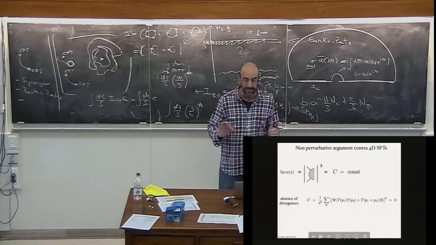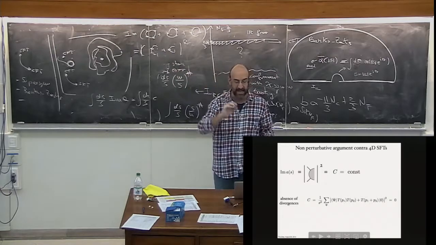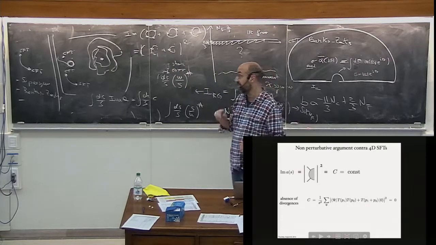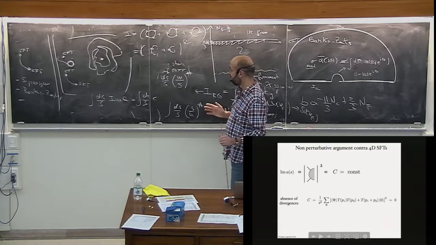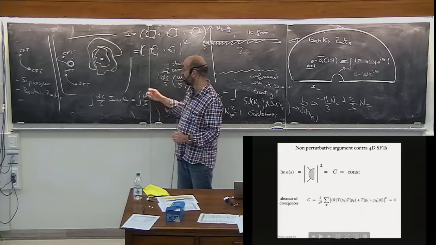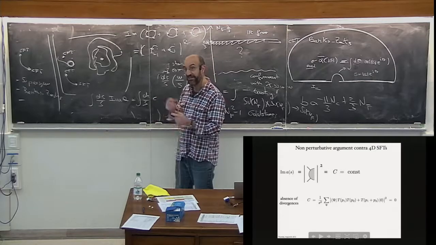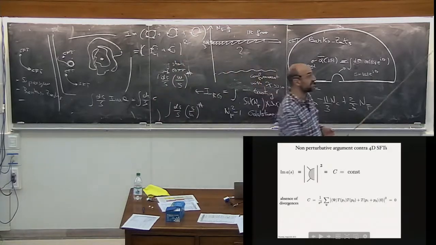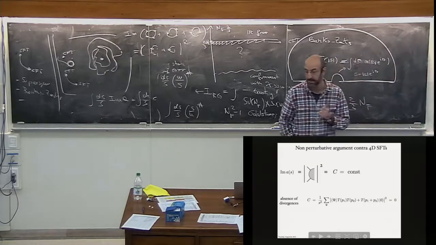So we argued that if the amplitude is IR finite, then by this dispersion relation, this integral must be finite. Therefore, the coefficient C must be 0. It's a self-consistent thing. But the coefficient C in a unitary theory is a sum of positive terms.